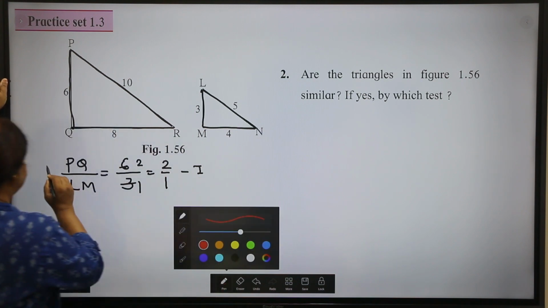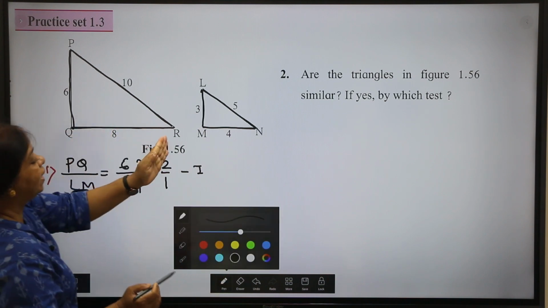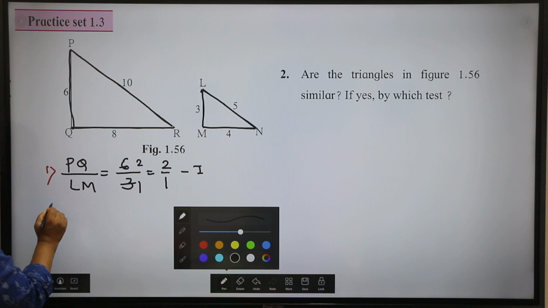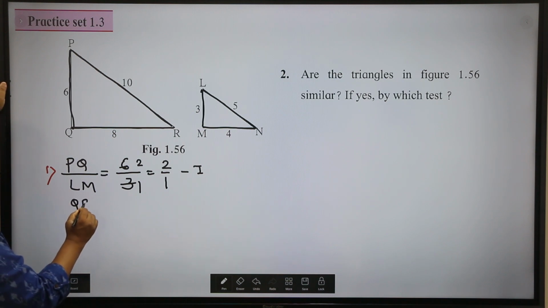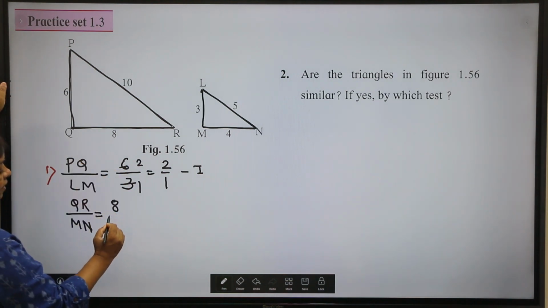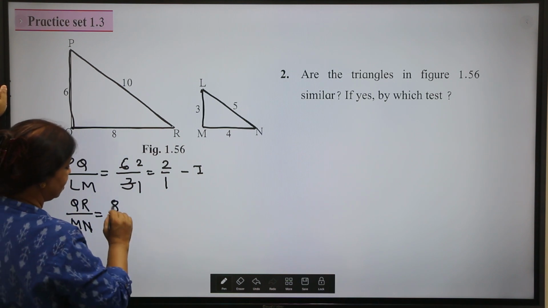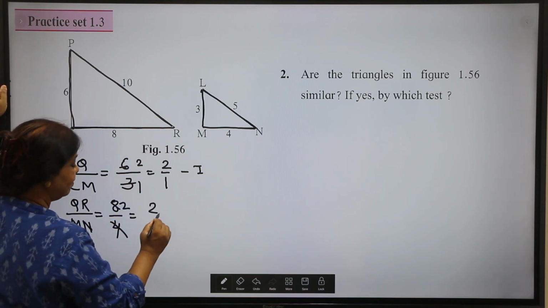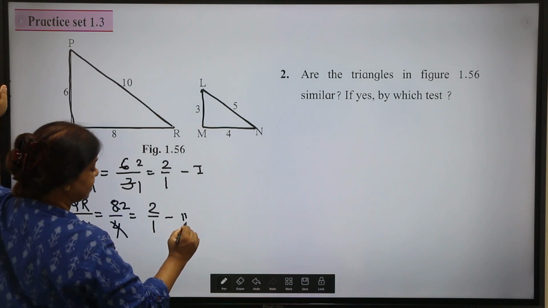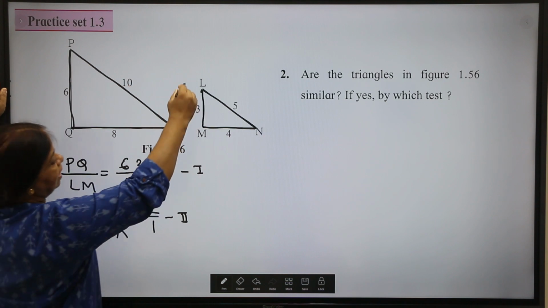Then second, QR corresponds to MN. So we will write QR upon MN. QR is how much? 8 upon MN is 4. So 4 ones are 4, 4 twos are 8. So again we are getting 2 upon 1. This is our second statement. Now let us go for PR and LN.